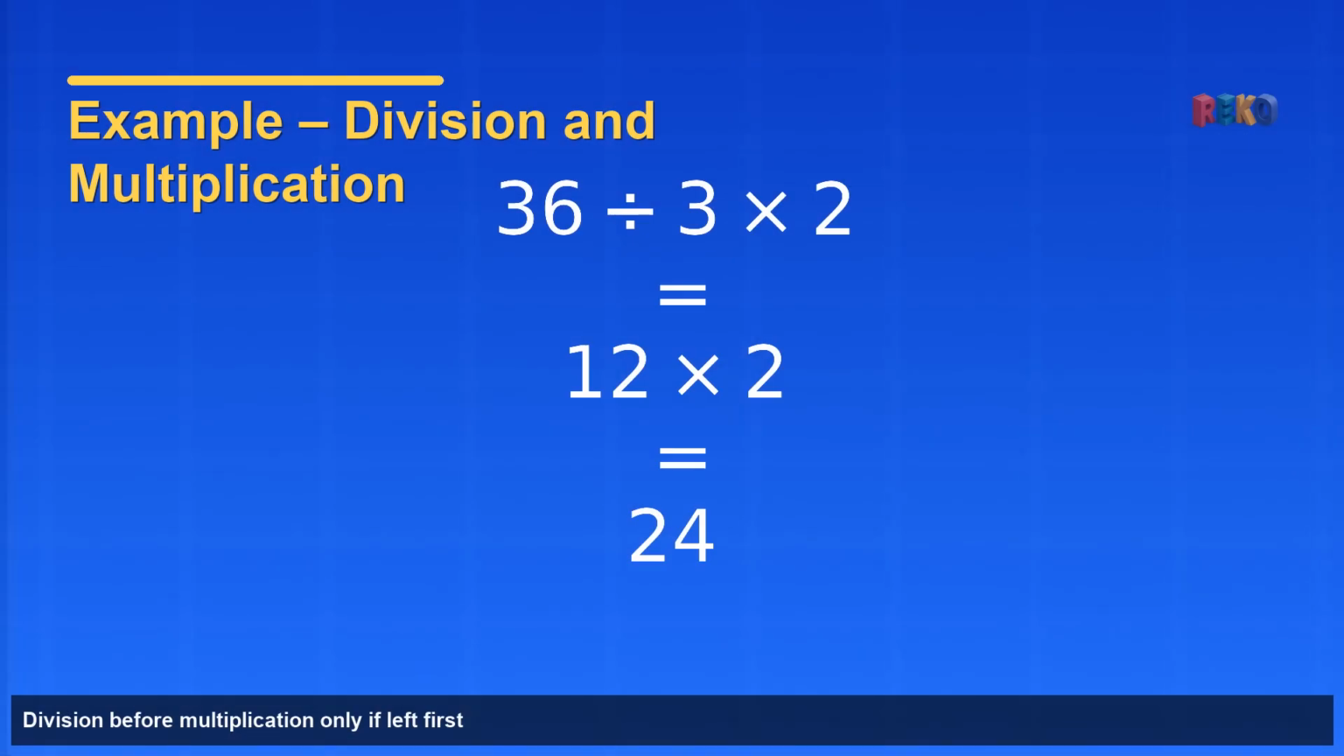Let's look at another example. We start with 36 divided by 3, which gives 12. Then we multiply 12 by 2 to get 24. Notice how we worked from left to right and not multiplication first. Division and multiplication are equal in priority, so whichever comes first in the expression is done first.